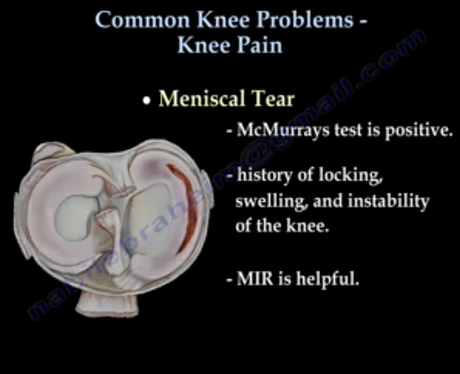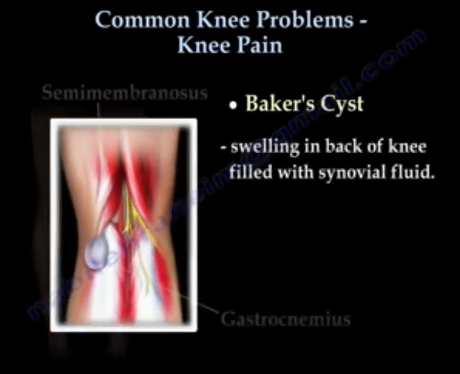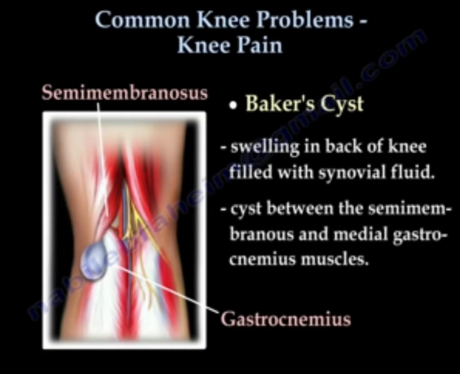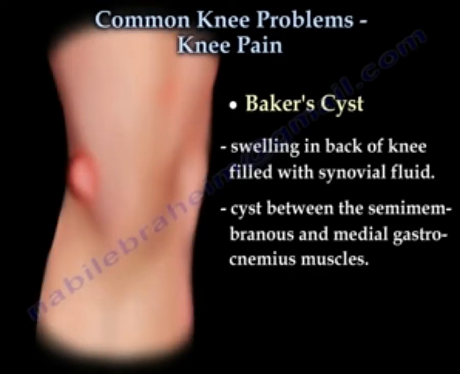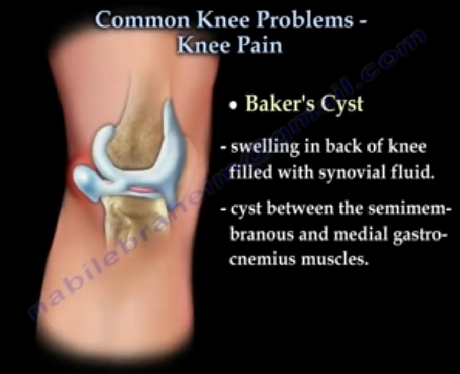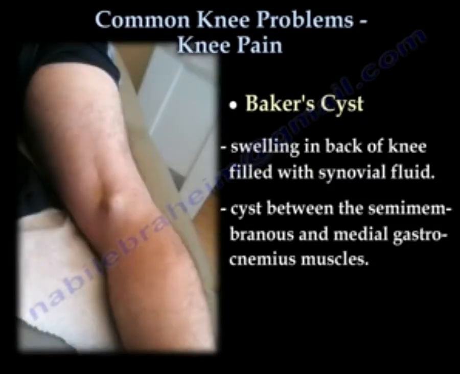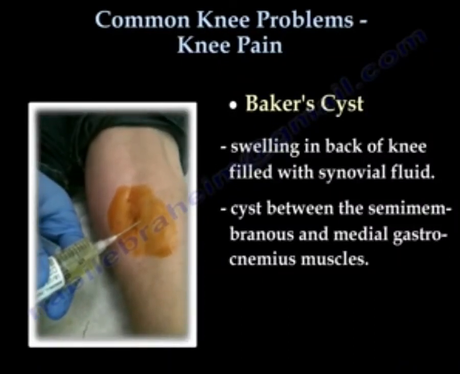MRI is very helpful. Baker's cyst is swelling in the back of the knee filled with synovial fluid. The Baker's cyst is usually between the semimembranosus and the medial gastrocnemius. Here is an example of the axial cut in the MRI showing the Baker's cyst in the back of the knee. Here is a video showing aspiration of the Baker's cyst in the back of the knee.